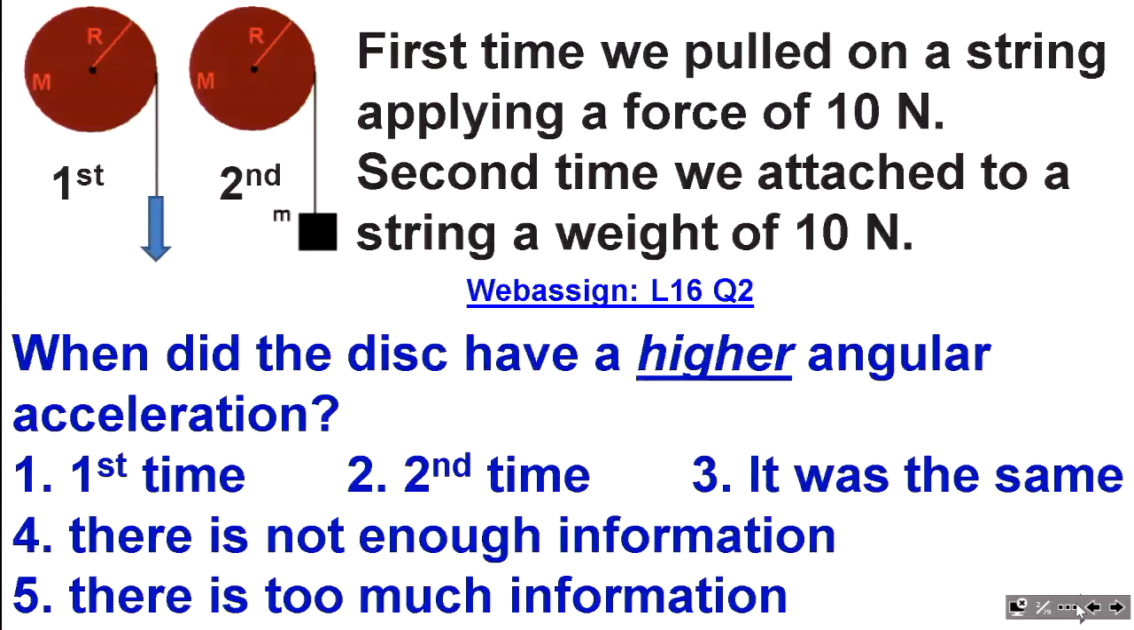We have to discuss a case where, instead of attaching a weight, we just apply a force by our hand, and in the first situation the force equals 10 newtons. In the second situation the weight has the weight of 10 newtons. So the question is, how do you assess the angular acceleration in both cases?